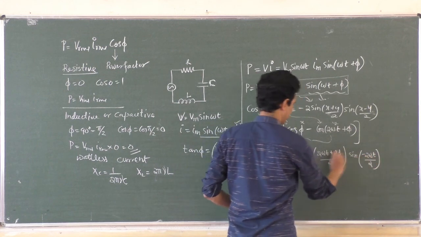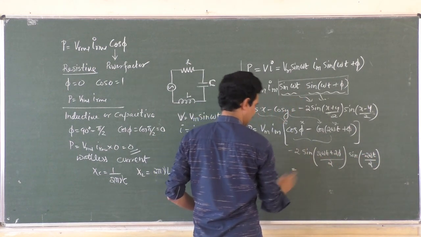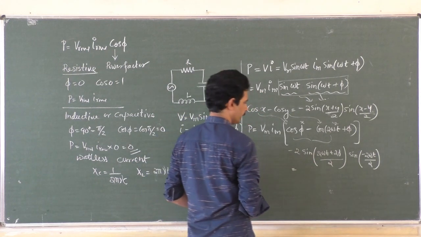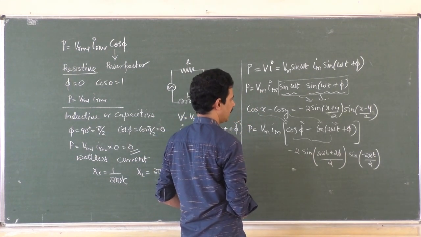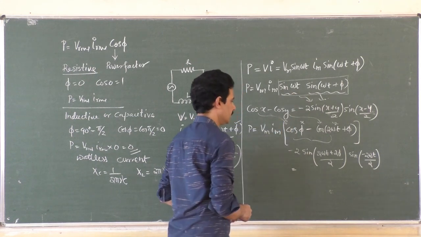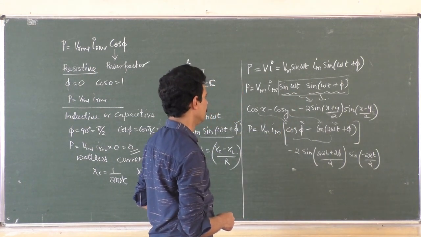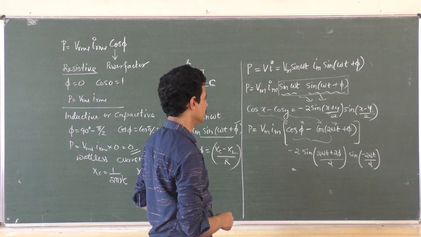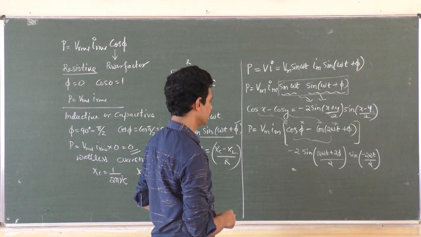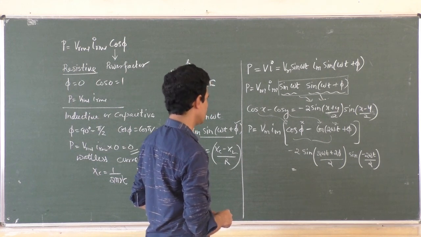And you have one minus here also. Sin of minus theta is minus sin theta, so that gets cancelled. So what you will get? You will get minus 2 sin. You should get finally this one, right? Minus 2 sin omega t plus phi by 2 cos omega t minus 2 by 2 sin omega t into sin omega t plus phi by 2. That's what you have to get.